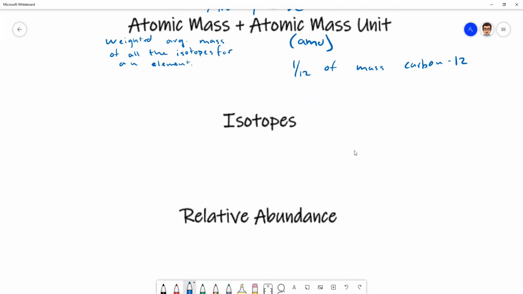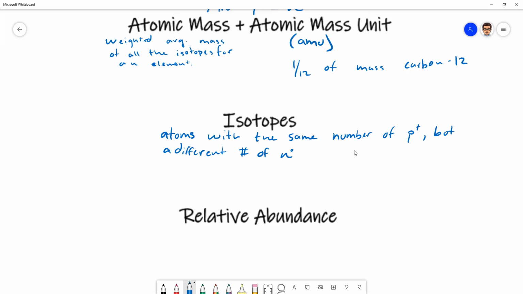What we know about an isotope is that isotopes are atoms with the same number of protons, but a different number of neutrons. Isotopes are defined as atoms with the same number of protons, but with a different number of neutrons.